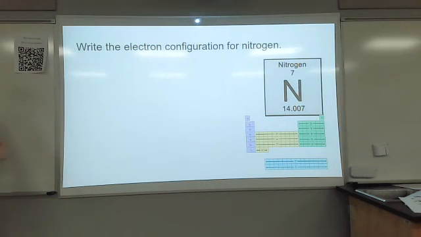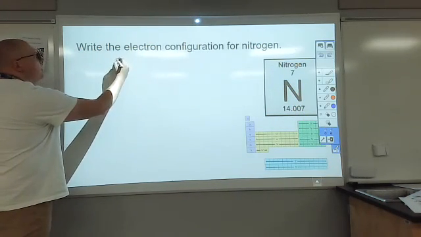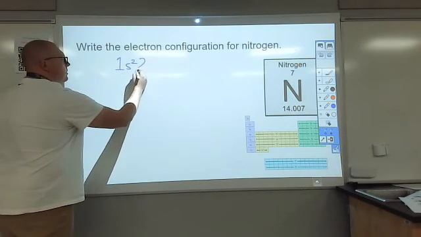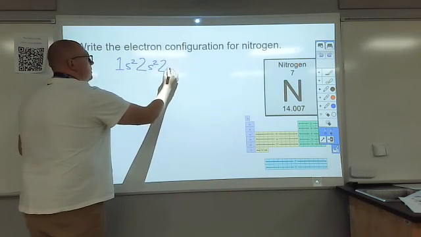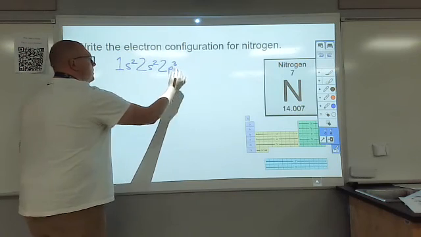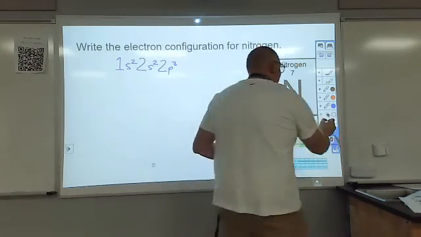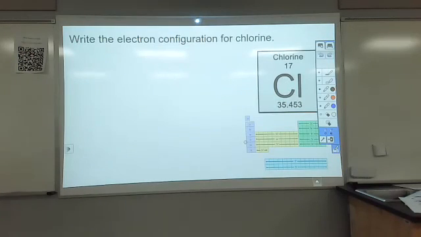Okay, let's make a nice little choir out of this, right? In unison, step by step. Everybody. 1s2, 2s2, 2p3. 1, 2, 3, 4, 5, 6, 7, and I got 7 over here, so that's good. We're getting better. We kind of trail off here at the end. What about chlorine? Find chlorine. This is a little longer. We're going to get there though.